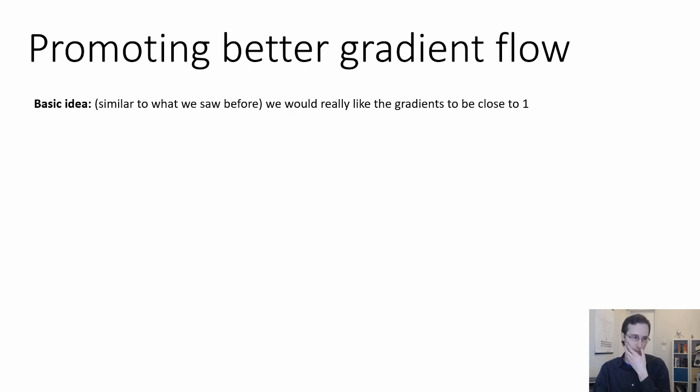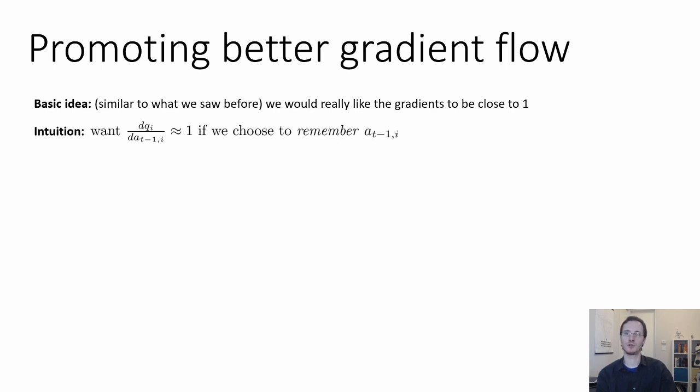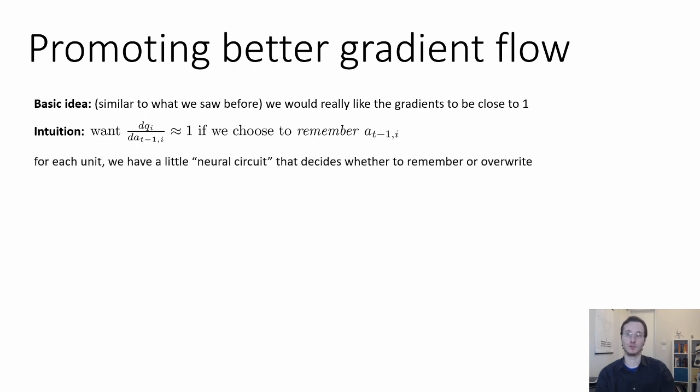Okay, so here's a funny design for an RNN that more or less accomplishes this. So the intuition is that you want dQ_i/da_{t-1,i} to be close to 1 if you choose to remember a_{t-1,i}. So i here is just the index in the vector. So a_{t-1} is a vector. If you want to remember the ith entry in that vector, then you want the derivative of the dynamics for the ith entry to be close to 1. If you want to forget it, then you want it to be close to 0.